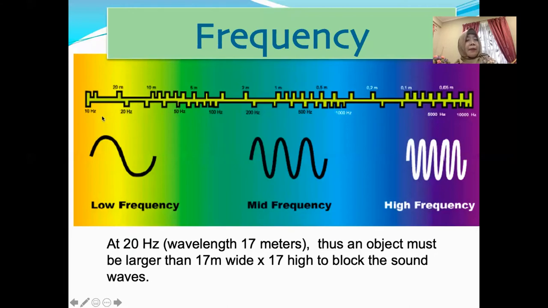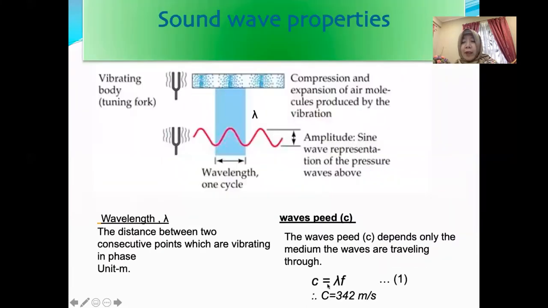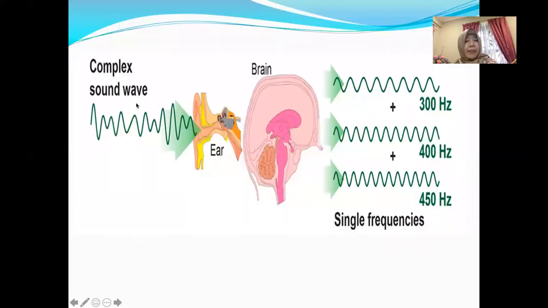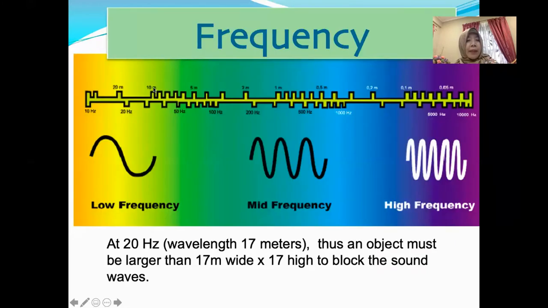You can see from this diagram, the upper part is the size of the wavelength. Do you know what wavelength is? C is equal to lambda times frequency, where lambda is the wavelength. The upper part is the wavelength and the bottom part is the frequency. So this is the scale that shows the conversion from frequency to wavelength.